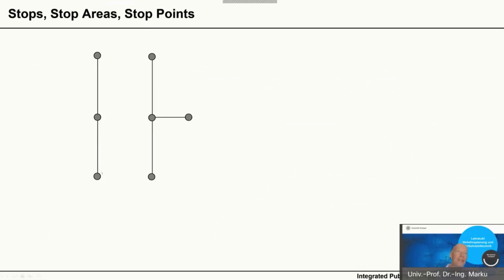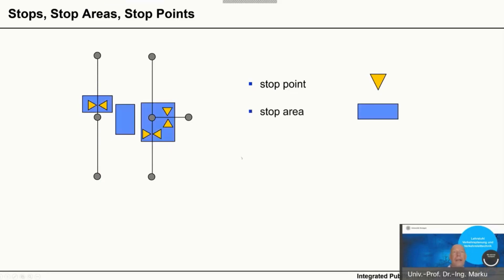Imagine you have a situation where you have an underground network and you have a bus network. They are at different levels, and you have stop points. This is where the door opens. This could be for the underground. This could be on an upper level for buses. And maybe those buses have more than one stop point. It's not always the same.